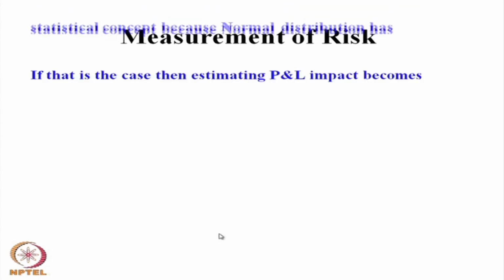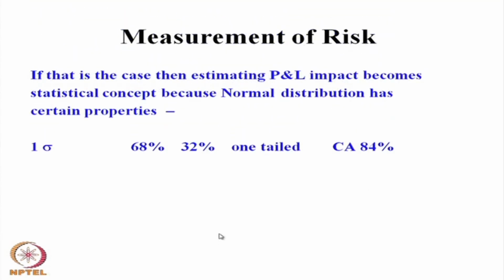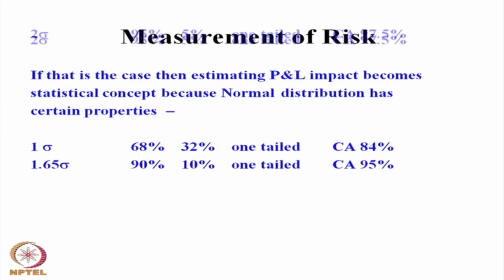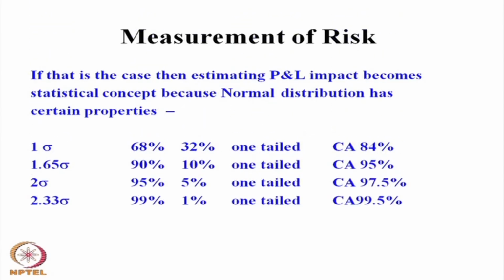Now, what does it mean? It means two things here. First, 1 standard deviation covers 68%, one tail confidence, this means 32% in one tail. So the curve area for one-tail confidence interval is 84%, and the covered area is 95% when it is 1.65 standard deviation.